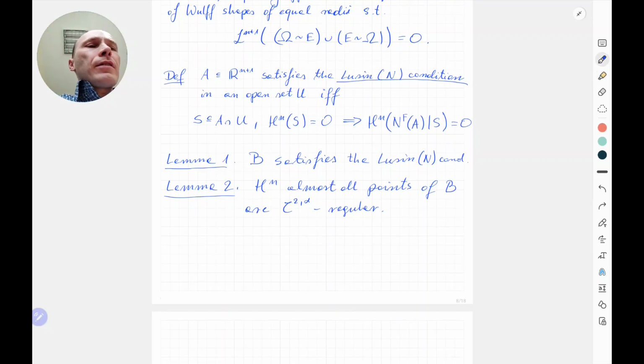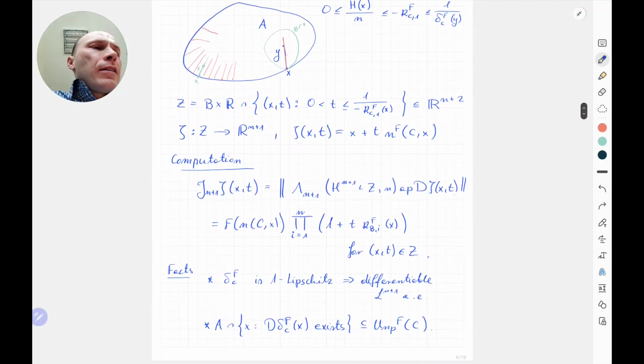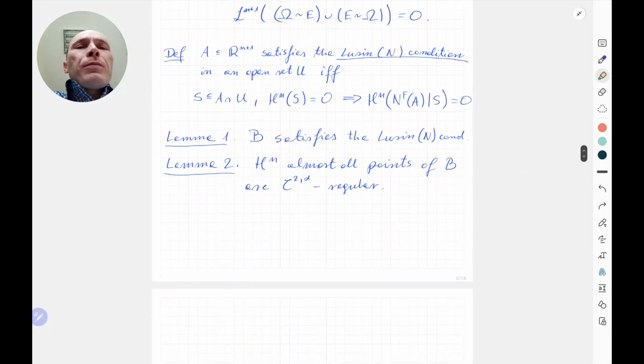We need it because once we know that some point is a C^{2,alpha} point, at this point we can express the F-mean curvature by the sum of the F-principal curvatures. And for that single point, we can use this computation for the Jacobian of zeta. This computation of the Jacobian uses the principal curvatures, and if you are smooth, you can do that. So at C^{2,alpha} points we can use the same formula for the Jacobian of zeta.